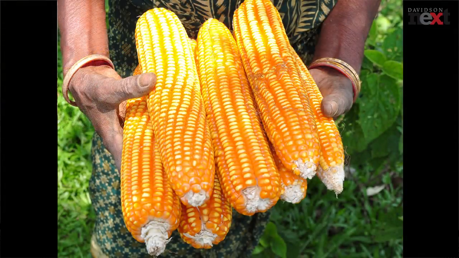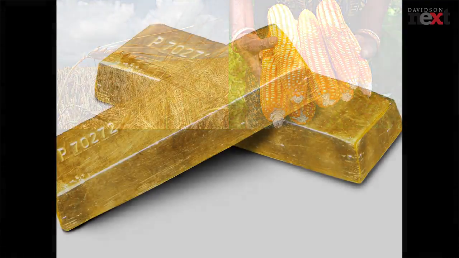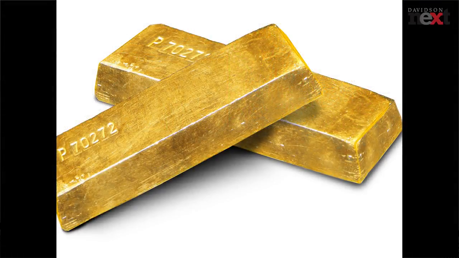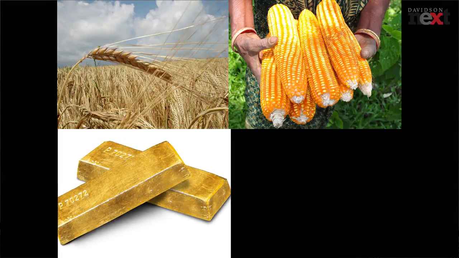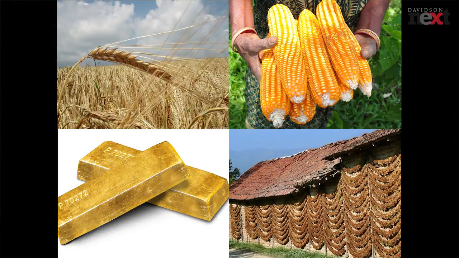In early American history, maize was used as commodity money. Gold has been used as money for thousands of years. In addition, a pound of tobacco was used as currency in Virginia.